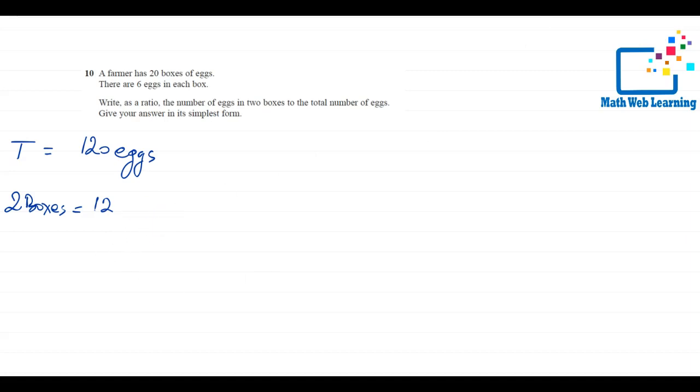Sorry guys, I just changed it quickly. Eggs. All right, so the total is 120. 2 boxes, 12 eggs. That's what I want. The ratio is 2 boxes to the total. So it's going to be 12 to 120. You need to cancel it down. Give your answer in its simplest form. So you divide by 12 here. You divide by 12. Divide by 12. To get 1.